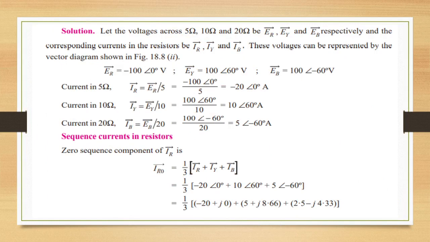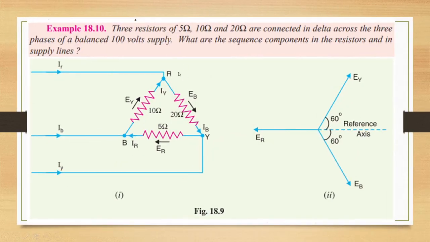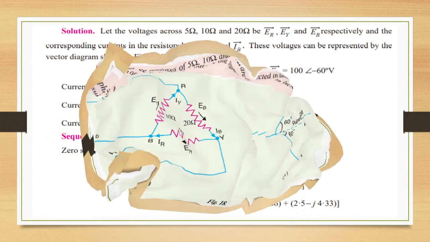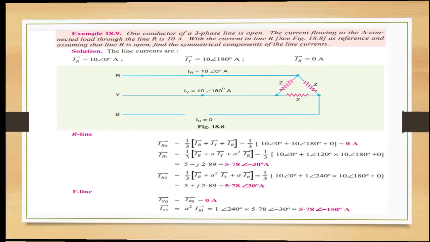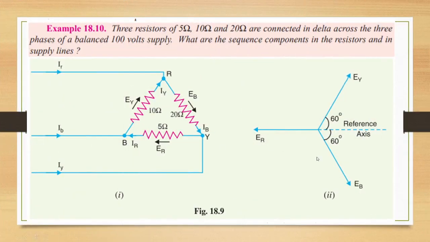Let the voltages across 5 ohms, 10 ohms and 20 ohms be ER, EY and EB respectively, and the corresponding currents in resistors be IR, IY and IB. These voltages can be represented by a vector diagram as shown in the figure, Figure 8.8. This is the vector diagram showing ER, EY and EB. All three are displaced from each other by an angle of 120 degrees. This is the reference axis.